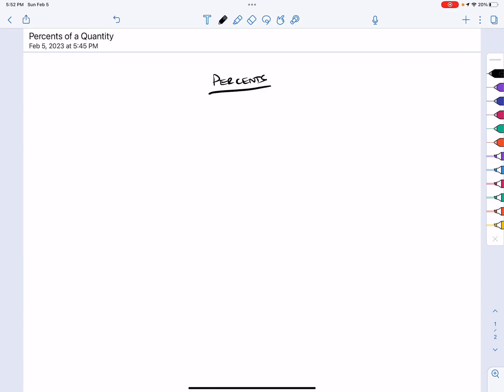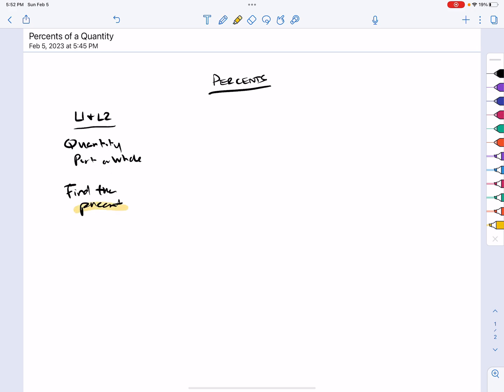Welcome back. In this video about percents, we are going to be looking at percents of a quantity. So to recap where we've been in lessons 1 and 2, we've talked about where you have the quantities, and that could be the part or the whole, and then you're trying to find the percent. So in that case, our percent was the unknown, but we had either the part or the whole.